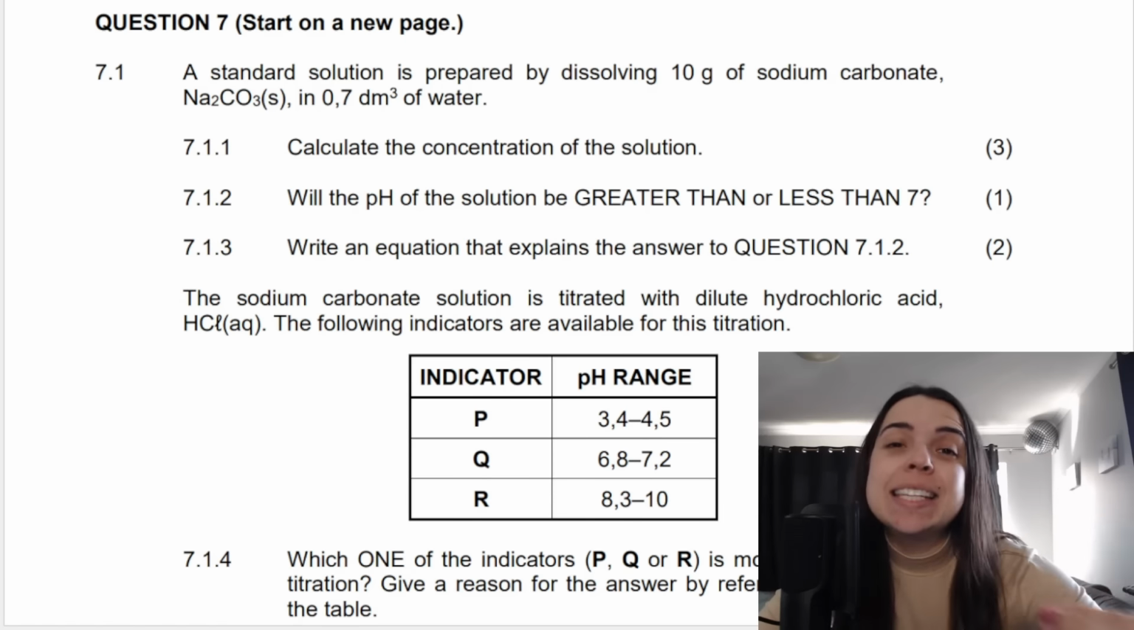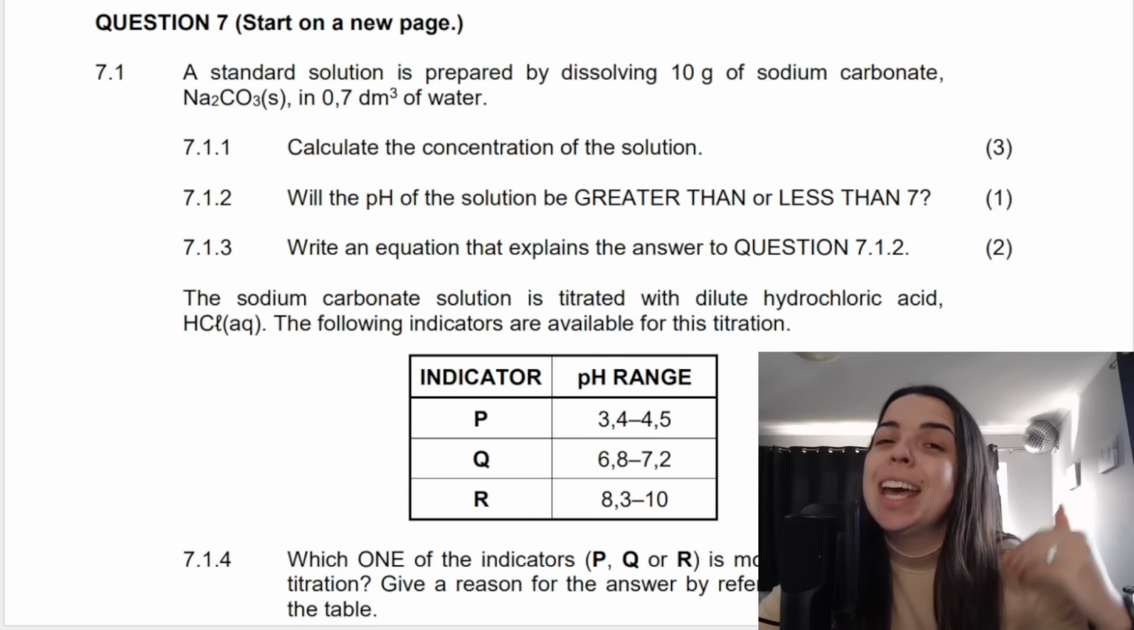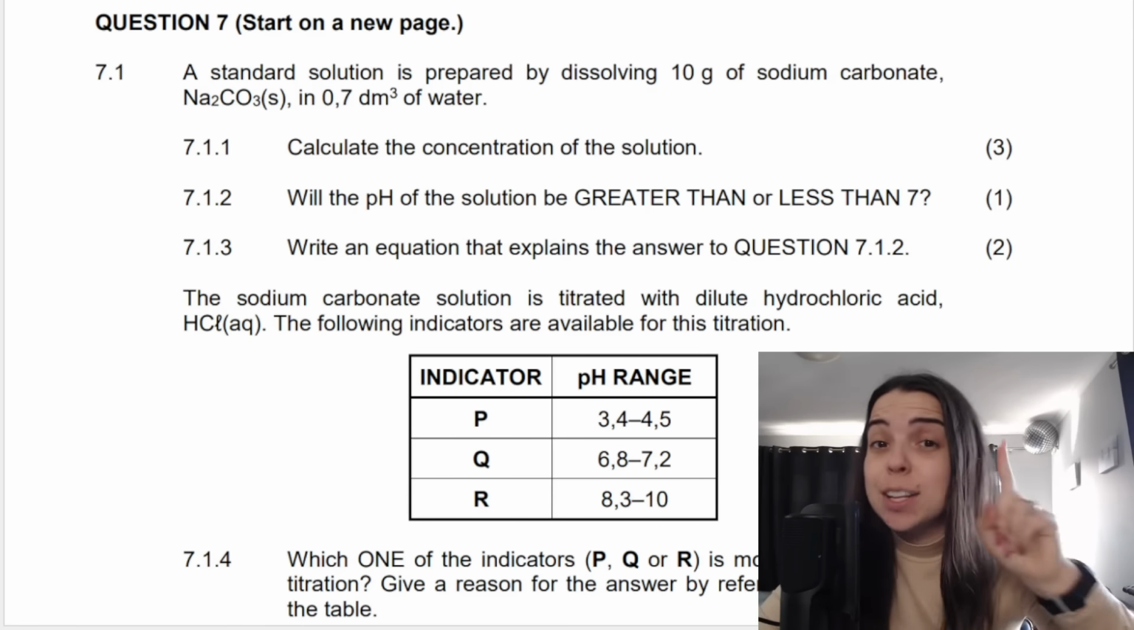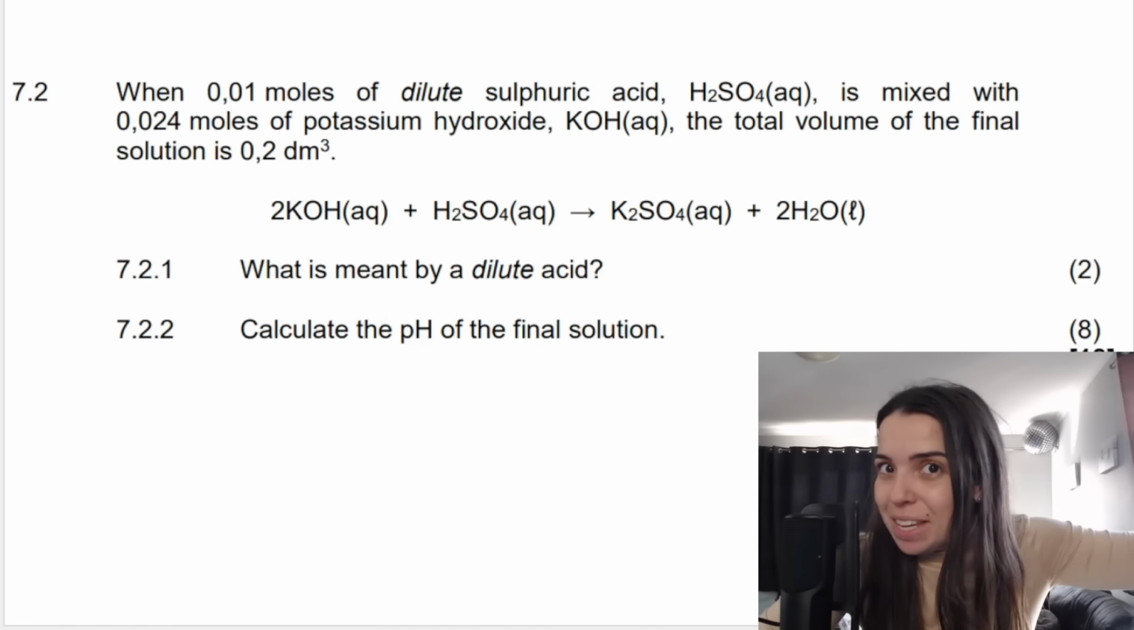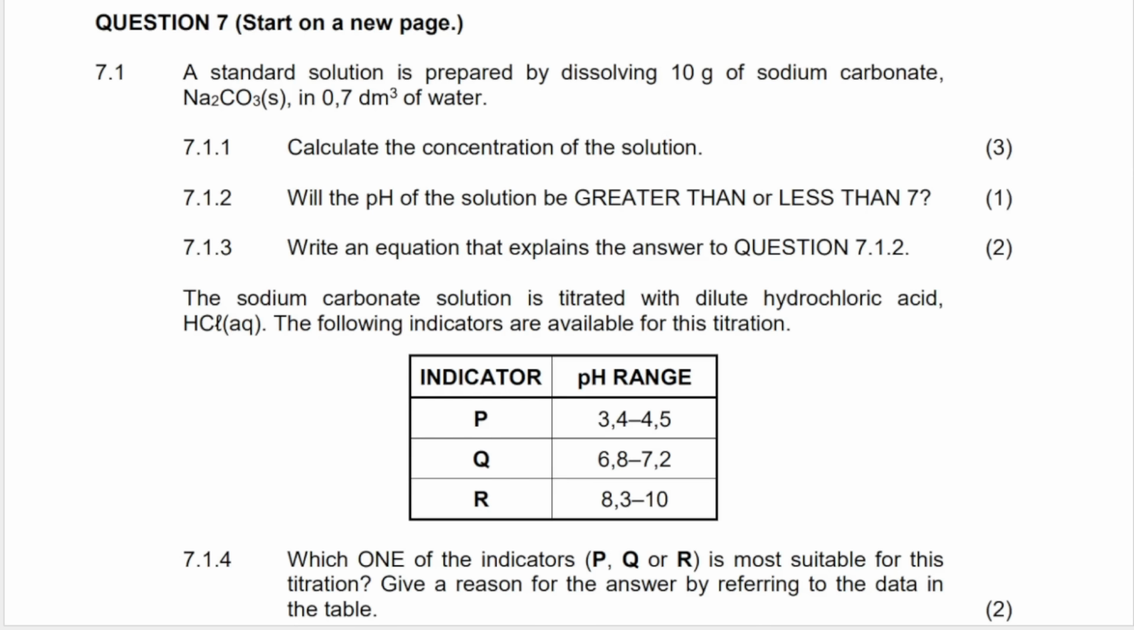Let's go over an acid and base past paper question. It does involve a titration as well as calculating pH. Let's do it. So the first question says a standard solution. Remember, a standard solution is a solution that I know the concentration of, a solution of known concentration.